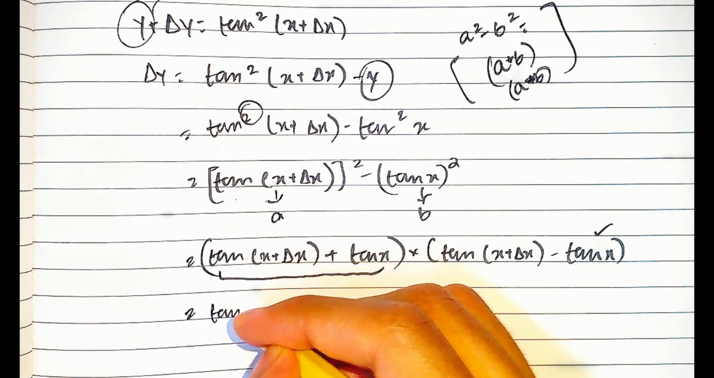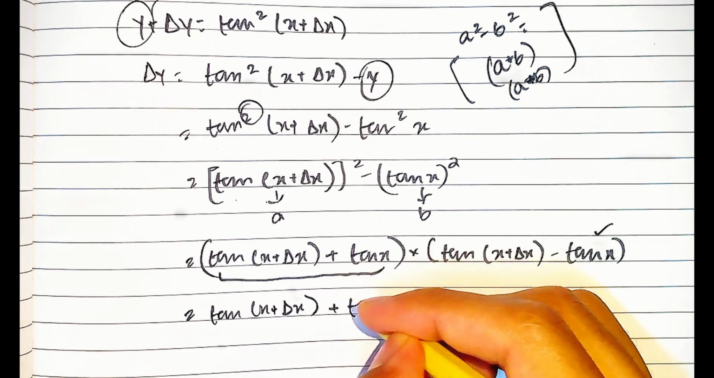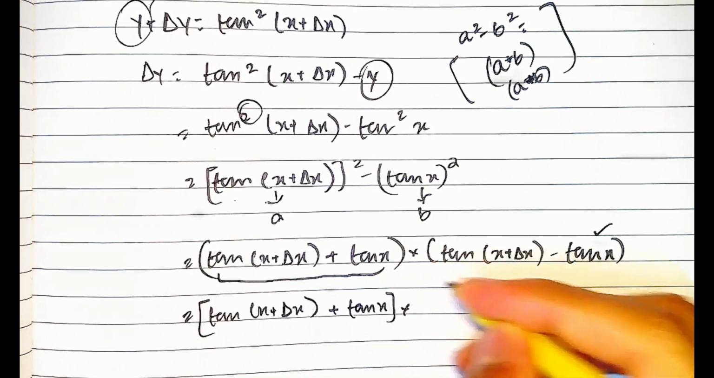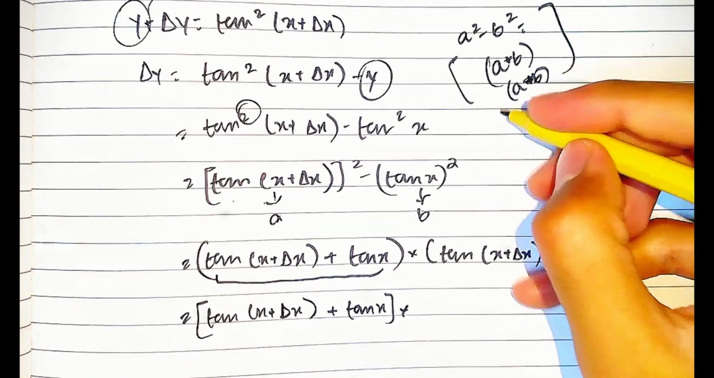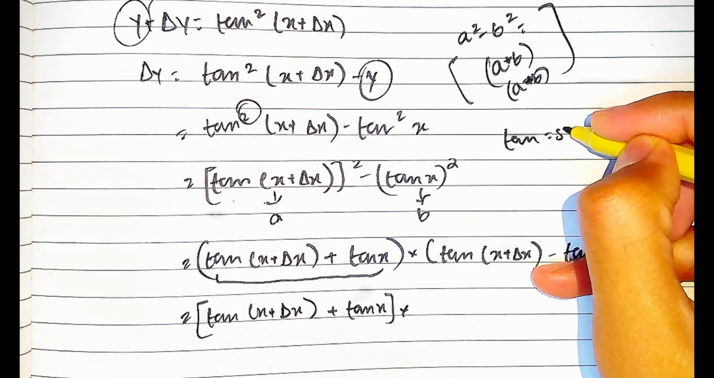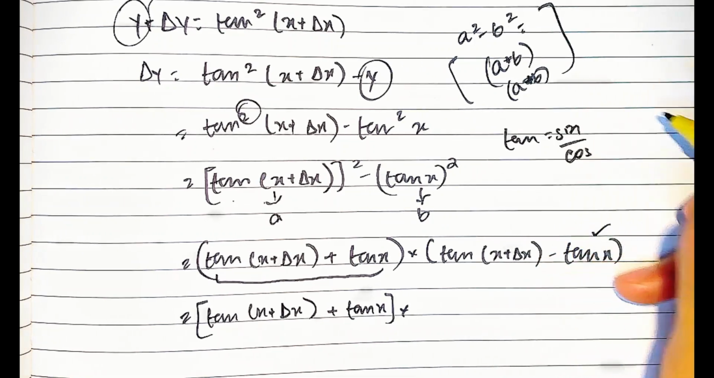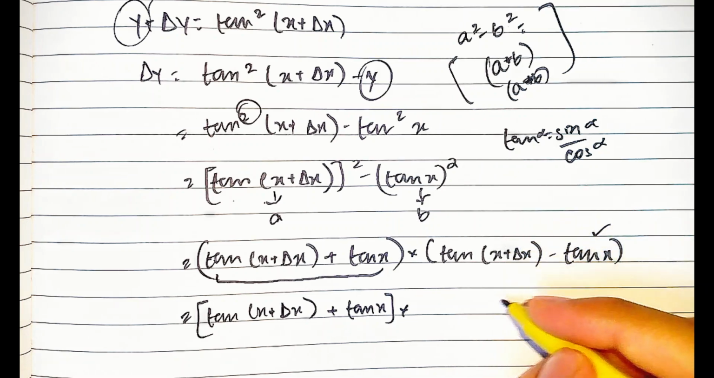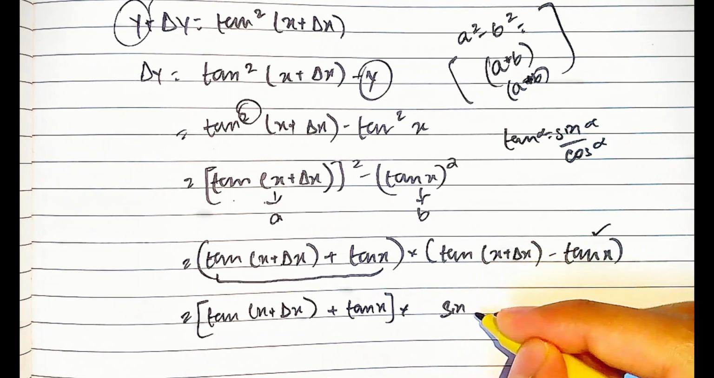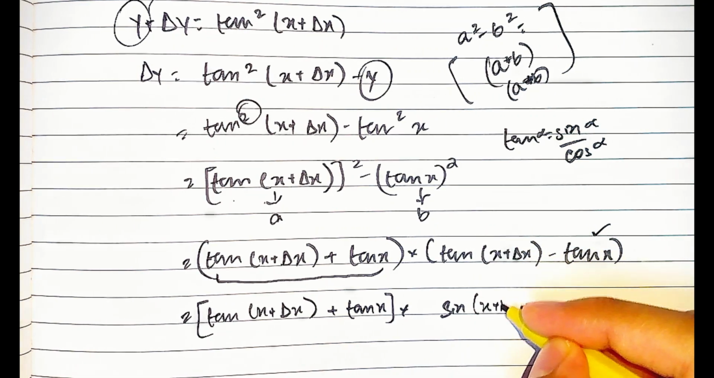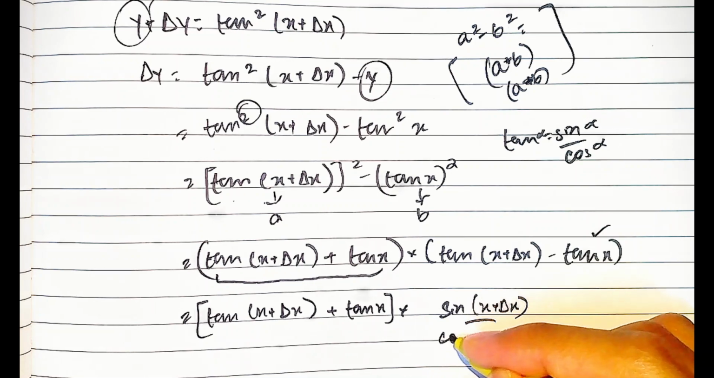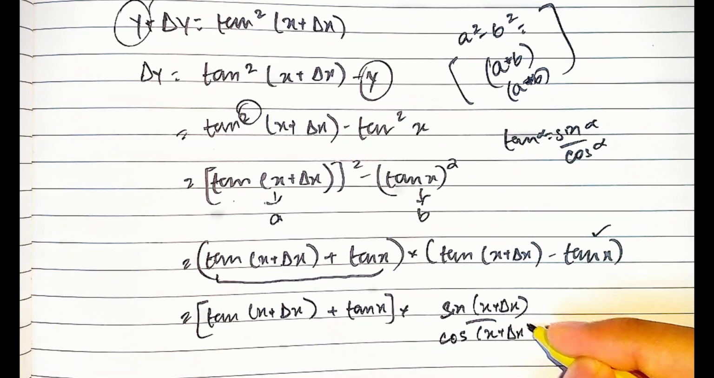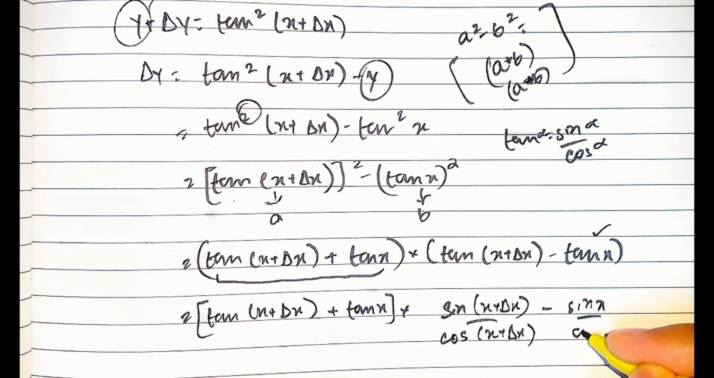Let's just rewrite this term multiplied by, now tangent is actually equal to sine over cosine. Okay, tangent alpha is equal to sine alpha over cos alpha. So the alpha over here is x plus delta x, so I will write sine x plus delta x divided by cos x plus delta x minus sine x divided by cos x.